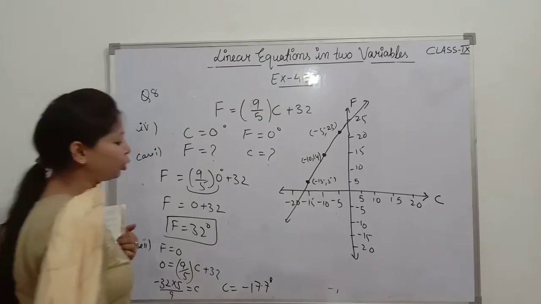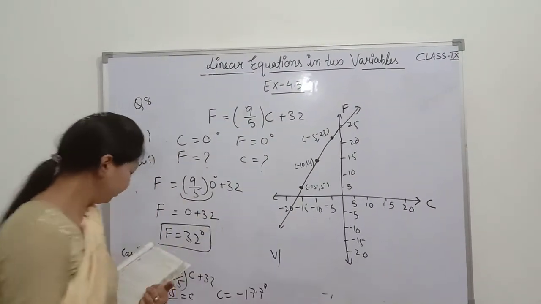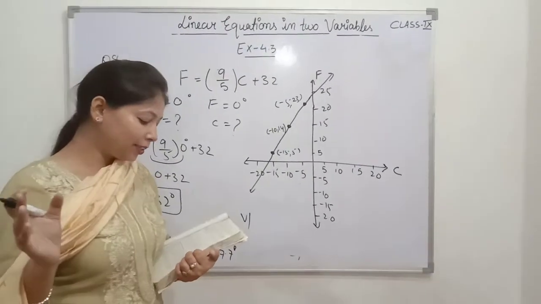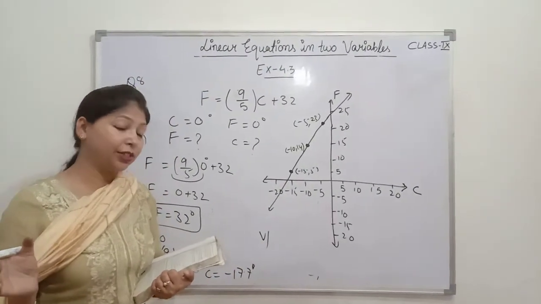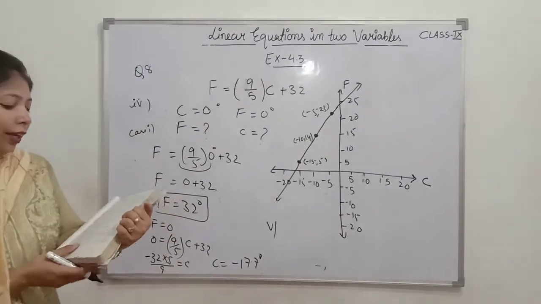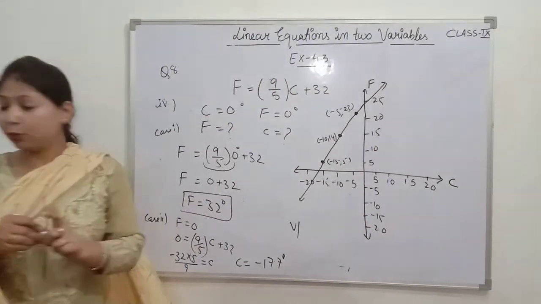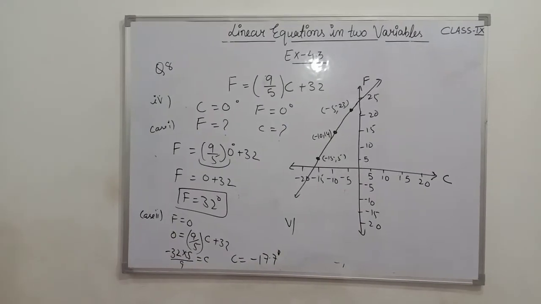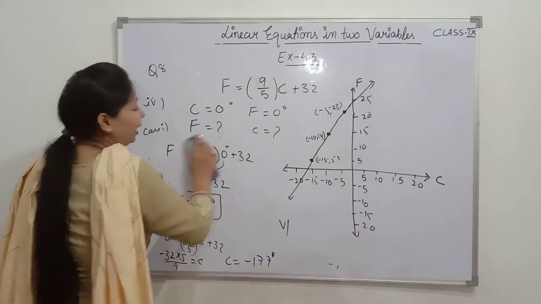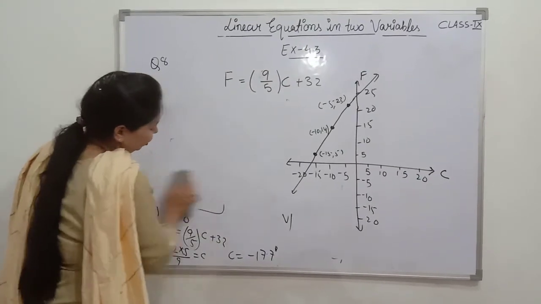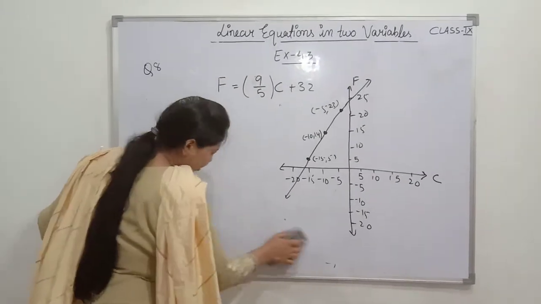Now the last question, the fifth part: is there a temperature which is numerically the same in both Fahrenheit and Celsius? If yes, then find it. कह रहा है कि क्या कोई ऐसा टेम्परेचर है जहाँ पे ये दोनों वैल्यूज फ़ारेनहाइट और सेल्सियस की सेम आती हो? तो है हमारे पास एक ऐसा टेम्परेचर जहाँ पे ये वैल्यूज दोनों की दोनों सेम आती है.